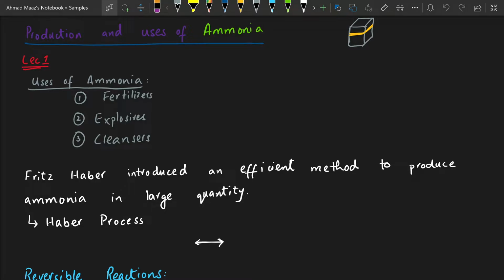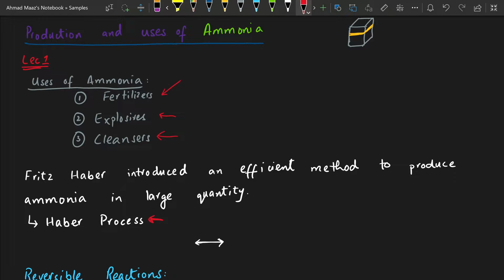Alright, ammonia is widely used in several industries. Major ones are fertilizer industry, explosive industry, and the cleansers. Before Fritz Haber introduced an efficient method to produce ammonia in large quantity, there was no efficient method, and it wasn't possible to produce ammonia in large quantity. Why is that so? We'll study it when we'll see the Haber process.